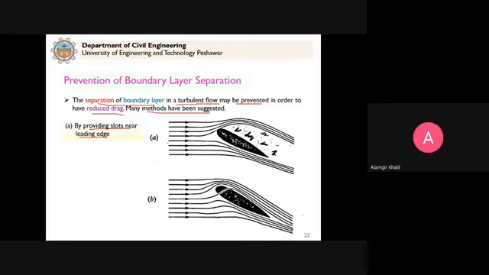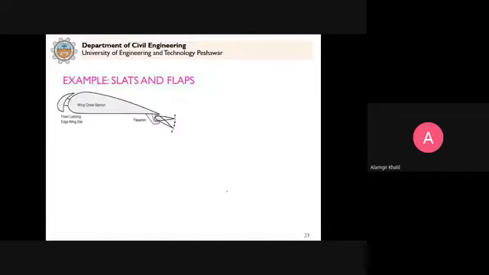But if we provide slot holes here in the entire length of this body, you can see that by providing these slots, the boundary layer separation is avoided. So this is one of the methods by which we can avoid the boundary layer separation, because boundary layer separation increases the drag force. And this is what we can observe in aeroplane wings. For example, we have slats and flaps. This is a slat, and these are flaps that are provided on the wings of an aeroplane.